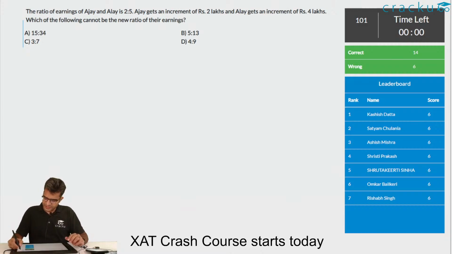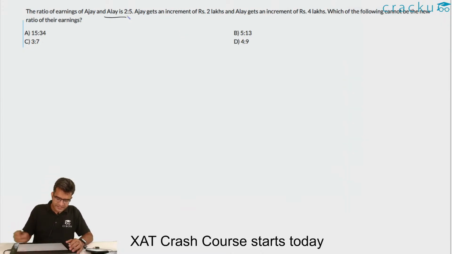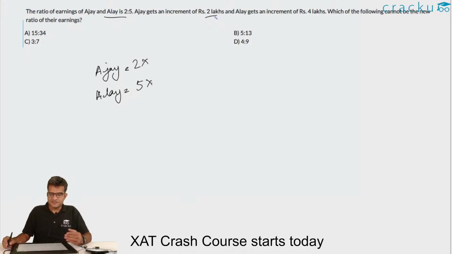Okay, let us look at this question. The ratio of the earnings of Ajay and Alay is 2:5. So let us assume that Ajay's earnings are 2x and Alay's earnings are 5x. Ajay gets an increment of 2 lakhs, so Ajay's salary becomes 2x plus 2, and Alay gets an increment of 4 lakhs, so Alay's salary becomes 5x plus 4.